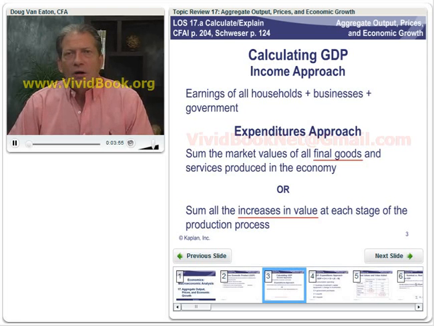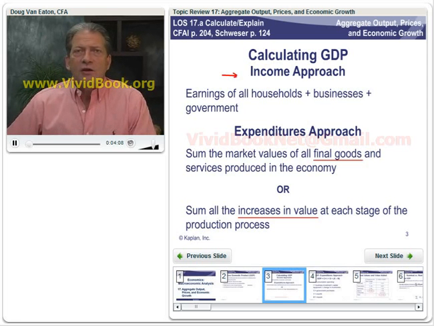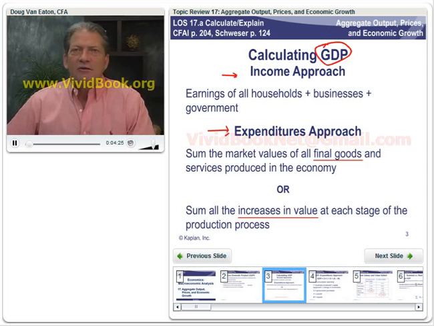Now, another way to look at it would be to look at the expenditures. Add up all the market values of all the final goods and services produced in the economy. Or sum the increases in value. Now, the point here is we can take either approach statistically, either looking at all the incomes or all the expenditures. And these should be the same theoretically. There'll be statistical discrepancies between the two just because the numbers are never as clear as what you would like. But those two approaches get us to the same thing, GDP.